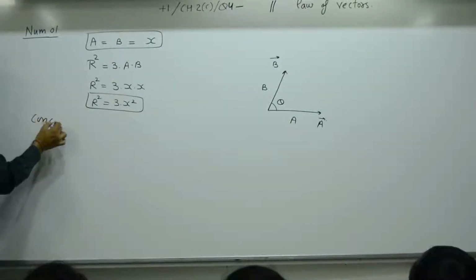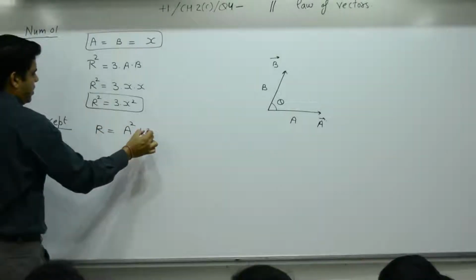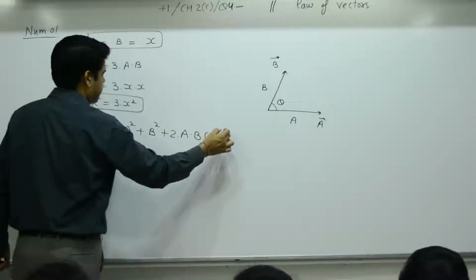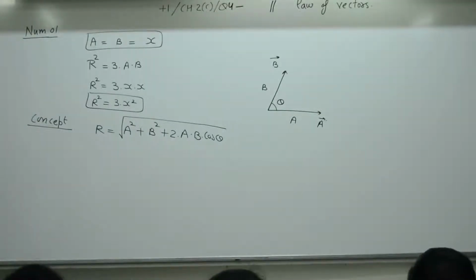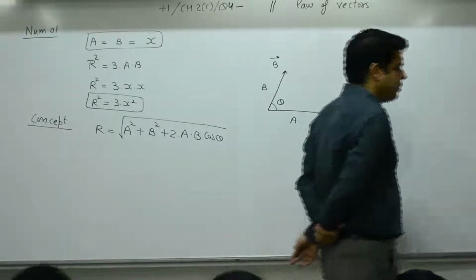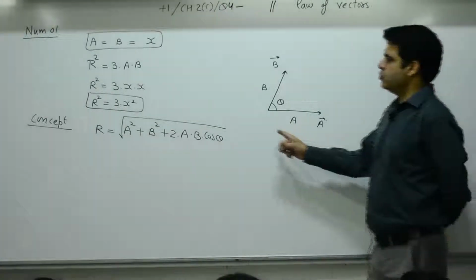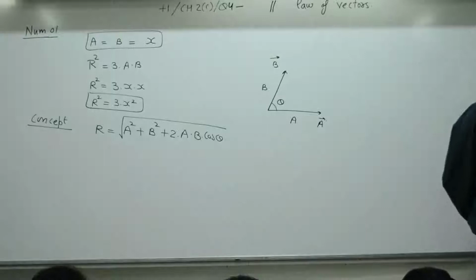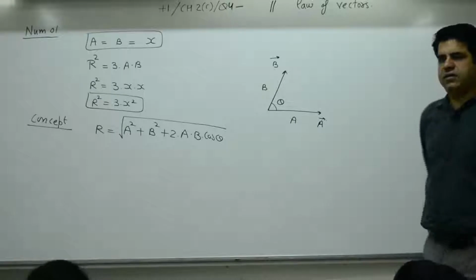Concept or formula: R is equal to under root of A square plus B square plus 2AB cos theta. Apply this. Two minutes, take your time. This is the only line I use from chapter 2C in the next 2 years for the +1 +2 syllabus. Take away: R is equal to root of A square plus B square plus 2AB cos theta. That's all.